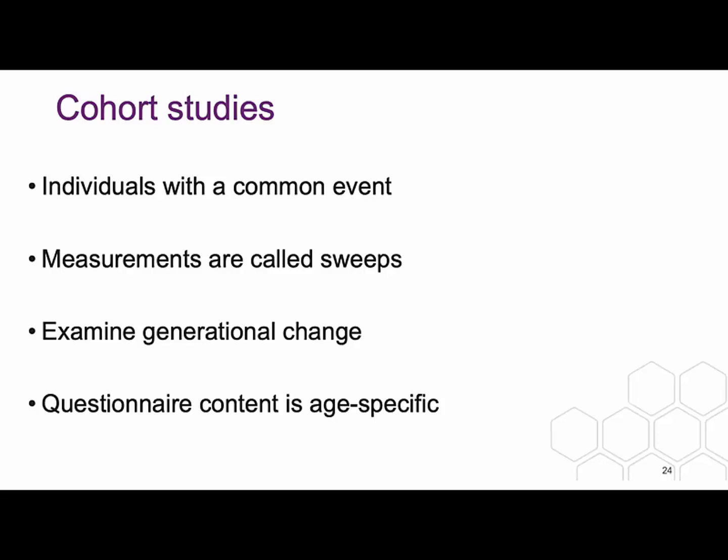But rather than waves, the measurement points for cohort studies are generally called sweeps, and they again tend to focus on health, social and economic circumstances. Because they are conducted in different decades, they can be used to look at generational change, and because of this, the contents of the questionnaire tend to be age specific, so the questions change over time to reflect this.